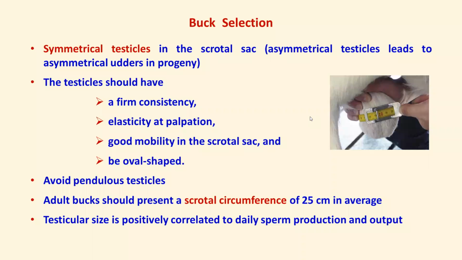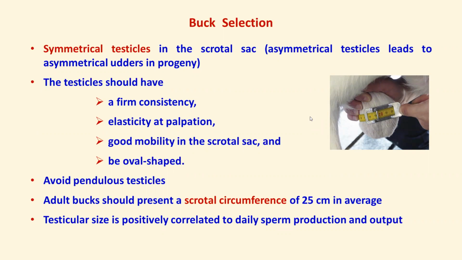Now, there is another important trait. In the previous slide, we were talking about the muscling and the vocalization of the buck. But there is one important thing to select, which is the scrotum. Symmetrical testicles in the scrotal sac are very important. If you search a little bit on Google, you will see there are so many papers saying that if there are asymmetrical testicles, it will lead to asymmetrical udders in the progeny. So while selecting the male, we have to see whether the testicles are symmetrical or not.